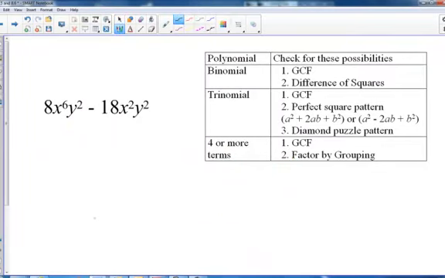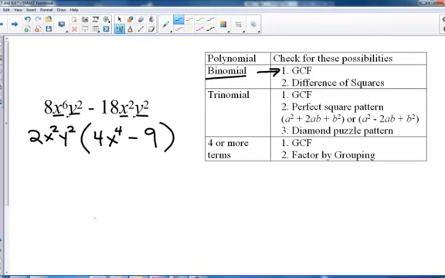All right, this is a binomial with two terms. The first thing I'm going to look at is what's my greatest common factor. I can take out a 2, I can take out 2 x's and 2 y's. Because I have 2 x's and 2 y's, these are bigger. So if I take that out, I have 4x to the 4th minus 9.